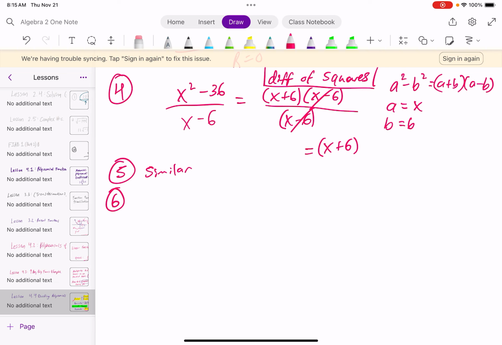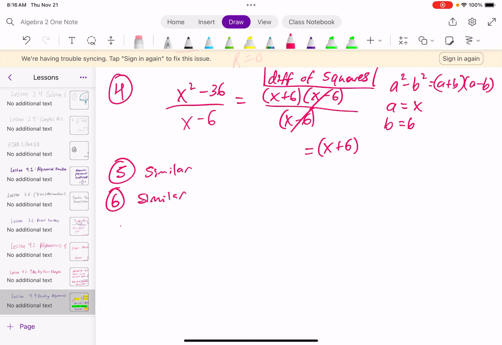Six again. 7. Okay. Yeah, it's the same thing. Now, I want to go over number 7 just because of how they wrote it.